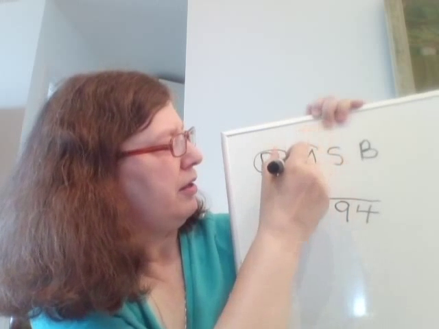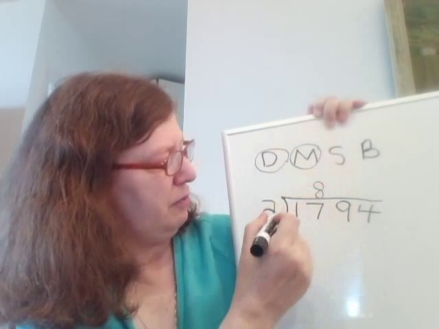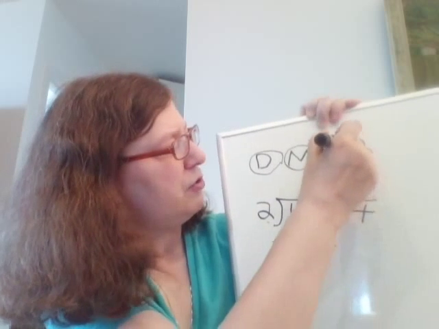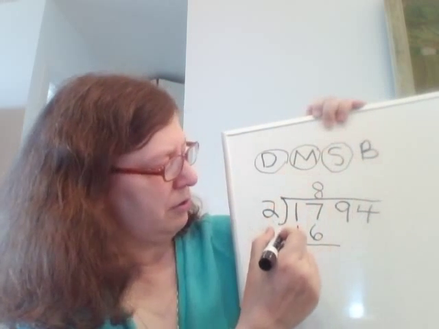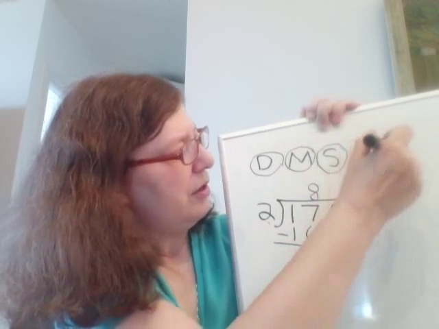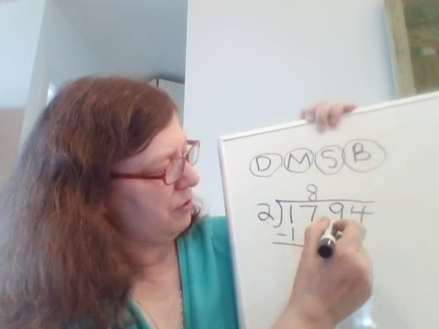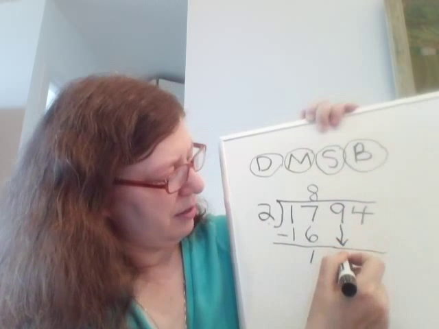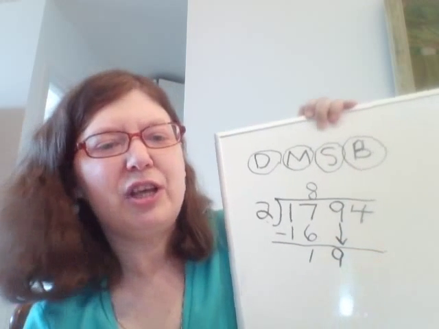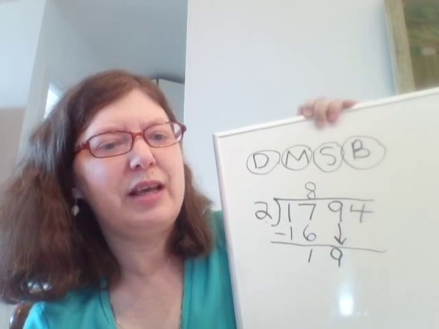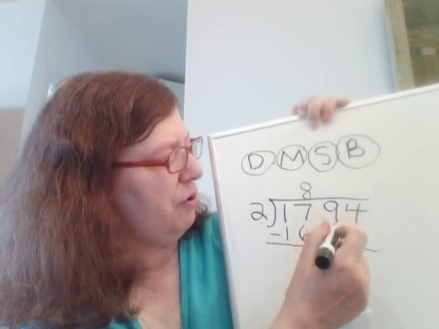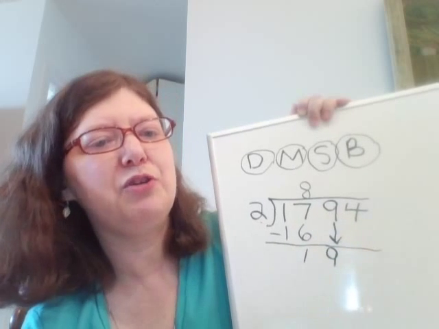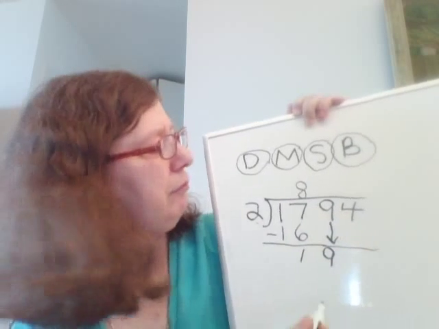Then multiply. 8 times 2 is 16. Then subtract, is 1. Then bring down this 9. Now, the extra safe measure we're going to take is putting an arrow from the thing that we're bringing down to the line. That way we always know we already brought that guy down.